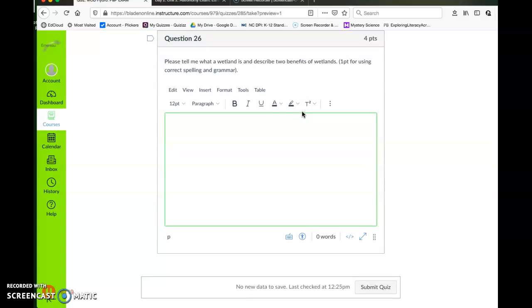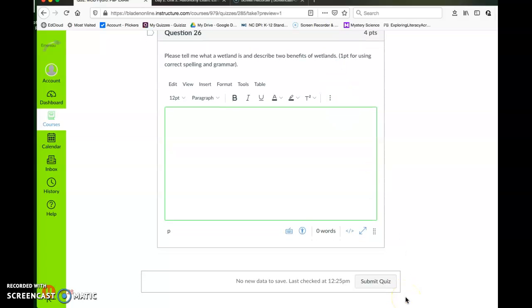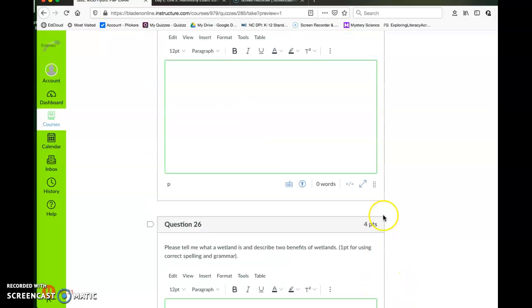Question 26, and your final question. Please tell me what a wetland is and describe 2 benefits of wetlands. 1 point for using correct spelling and grammar. All right, this is worth 4 points.